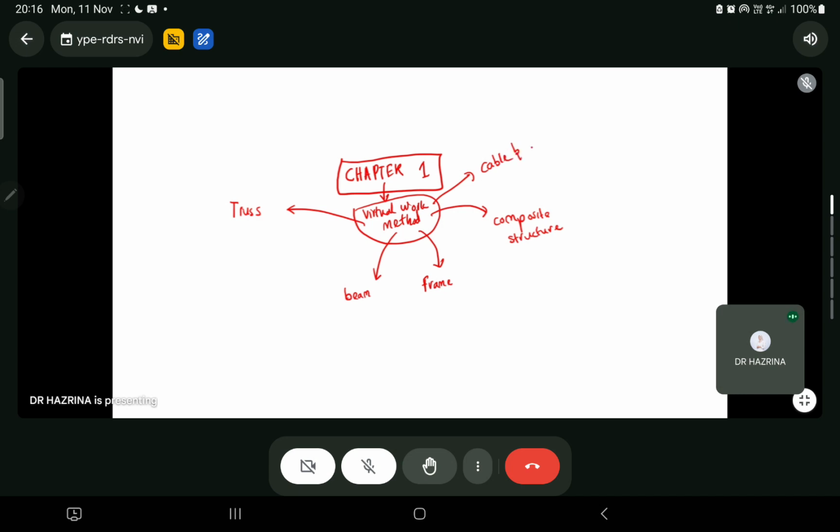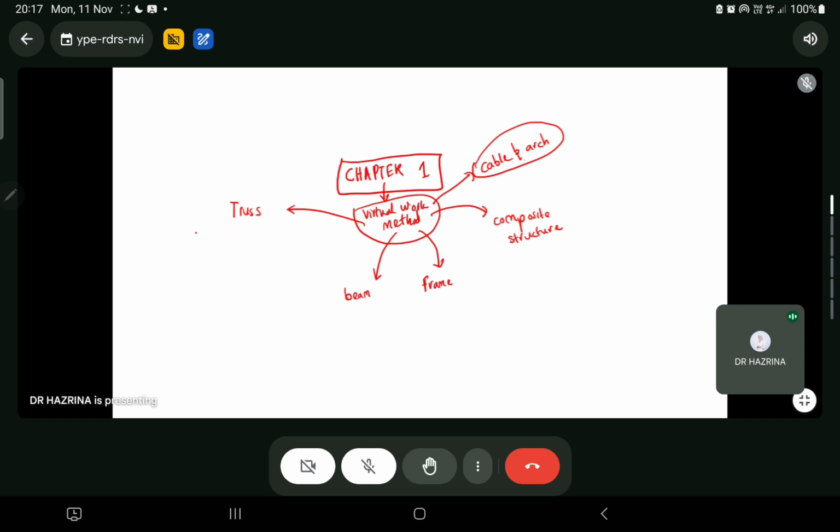Cable and arch, this one will be covered by the invited lecturer. And usually for cable and arch, the question will be covered in your assignment. So do not worry much about this one because it will not get into your common test. It will just be in your assignment, but we will definitely cover it together with the invited lecturers.